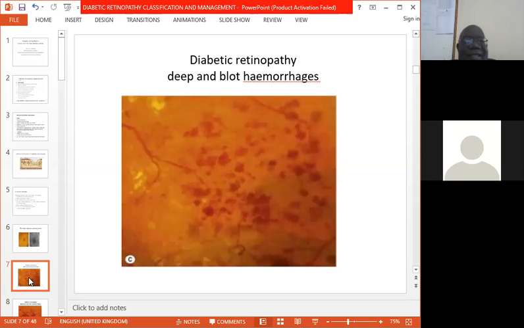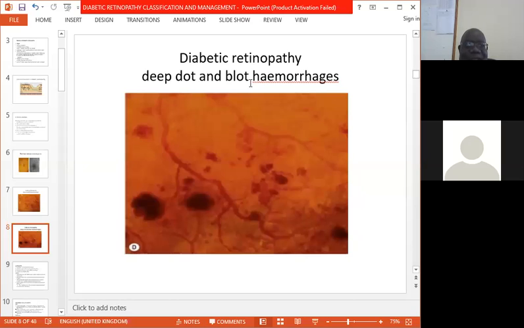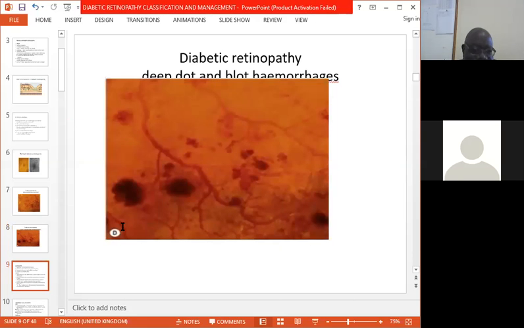Diabetic retinopathy, deep dot and blot hemorrhages. You can see they are looking compact, round. They are not spreading like that. These are deep hemorrhages. I'm sure we'll have one picture for superficial hemorrhages. It's not the next one. No, deep also, dot and blot hemorrhages. They look compact, round like that. Superficial ones spread away like that. I'm sure they have a picture somewhere. We'll get one.